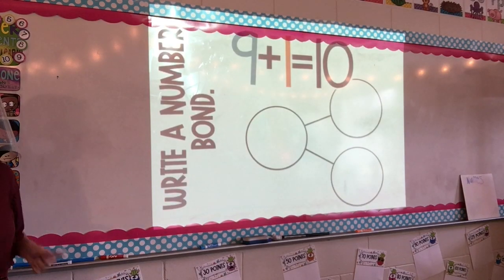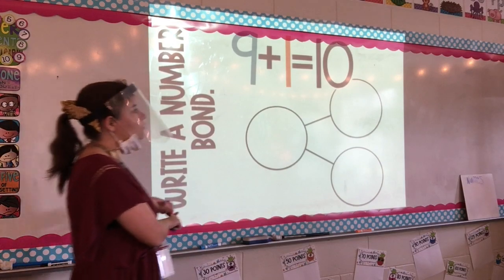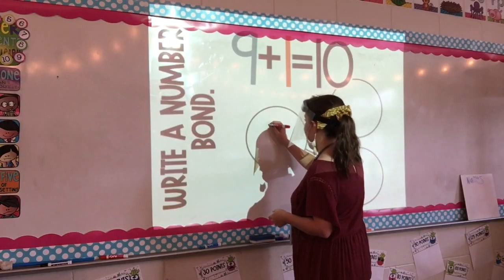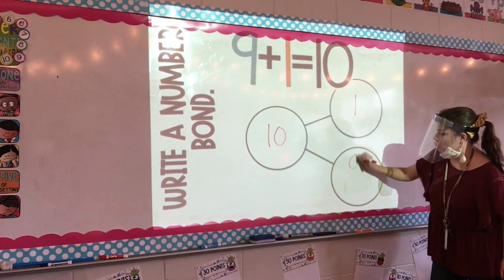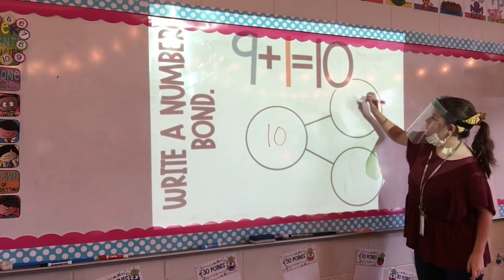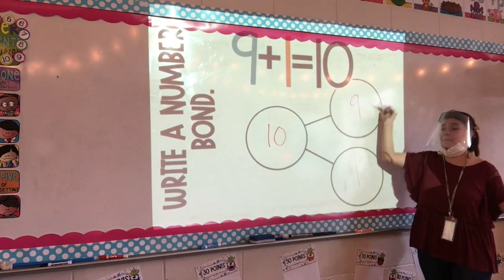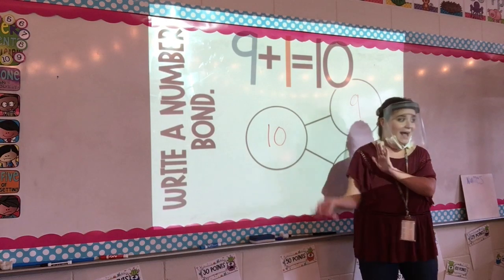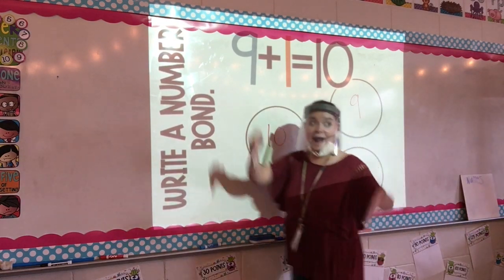I want you to try to write this in your number bond. Where would the 9 go? Where would the 1 go? And where would the 10 go? So the 10 should go here. And then look, you can either do 1 and 9 like this, or you can do 1 and 9 like this. The parts don't matter because 9 plus 1 is 10, or if I switched it, 1 plus 9 is 10. So the parts don't matter as much, but the whole number matters a lot.